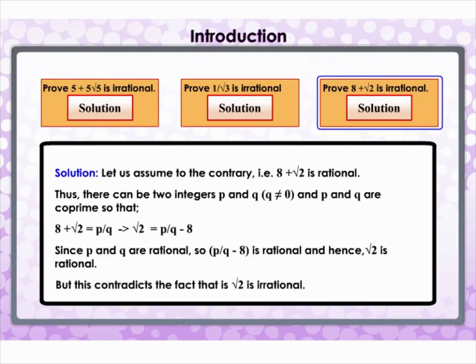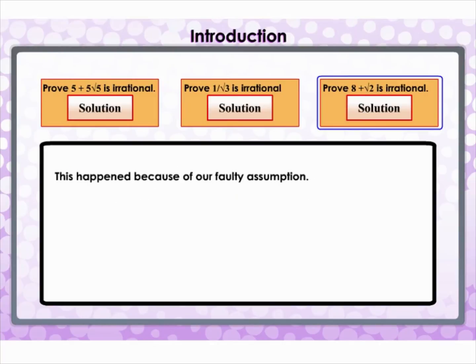But this contradicts the fact that root 2 is irrational. This happened because of our faulty assumption. Hence, 8 plus root 2 is irrational.